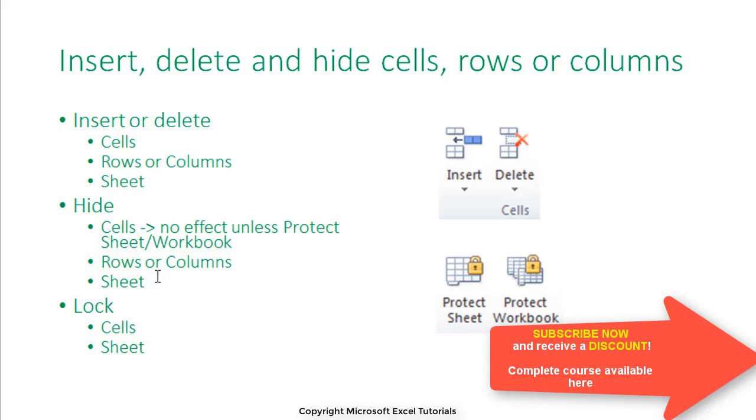If you want to hide a cell, this will only have effect when you use Protect Sheet or Protect Workbook. You can also hide certain rows or columns by right-clicking on the row or column and pressing Hide. You can also hide a sheet by right-clicking on the sheet you want to hide and clicking Hide. If you want to unhide your sheet, you can right-click again and press Unhide.